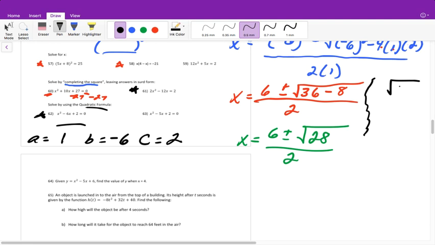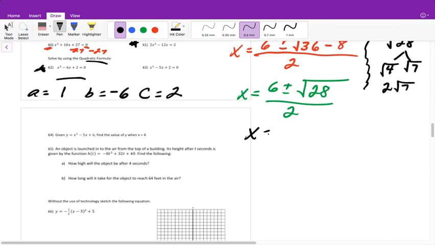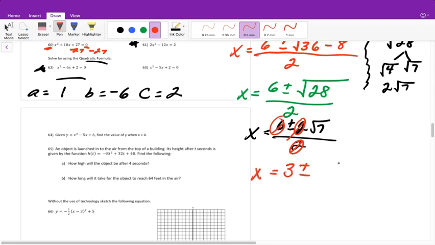We then need to reduce the square root of 28. You can use your calculator on a test, but this is going to be 4 times 7. And we look to see, can I take the square root of either of these? Well, the square root of 4 is 2, so it reduces to 2 times the square root of 7. So x is then equal to 6 plus or minus 2 times the square root of 7 over top of 2. Since all of these are divisible by 2, we will reduce each of them by 2, and our final answer is x is equal to 3 plus or minus the square root of 7.